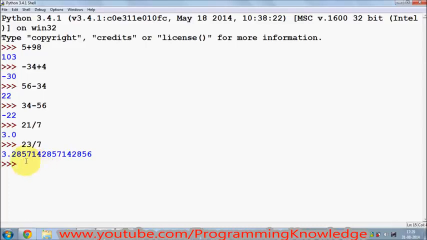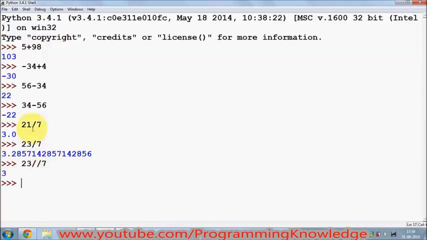Now for example, you don't want these decimal values after the division. You just want to see the whole value, or the integer. What you can do is write 23 double slash 7, and this will give you the whole number, which is 3. So this number is an integer. And what is an integer? An integer is a whole number, right? You can even use decimal values, which are called floats in programming. Float values are values which have some decimal points.